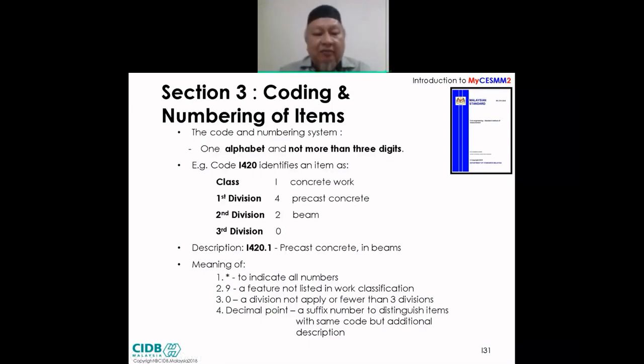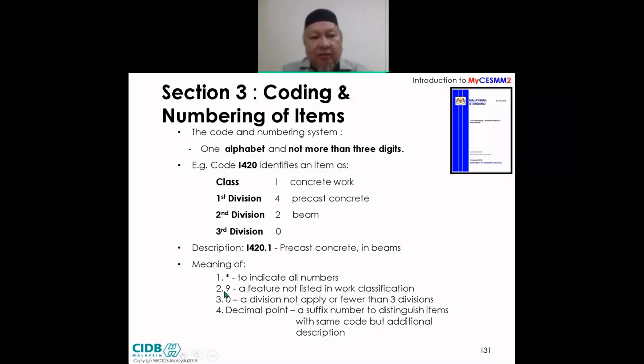What are these? First of all, asterisk. Asterisk is a temporary coding number. For example, you open up bridge drawings, and a bridge drawing has many types of reinforcement bar sizes. You have T12, T16, T20, T25, T32. So for that, you use asterisk, which means encompassing this group of reinforcement bar. But in your BQ, finally, you will never see any asterisk whatsoever. That is only for temporary.